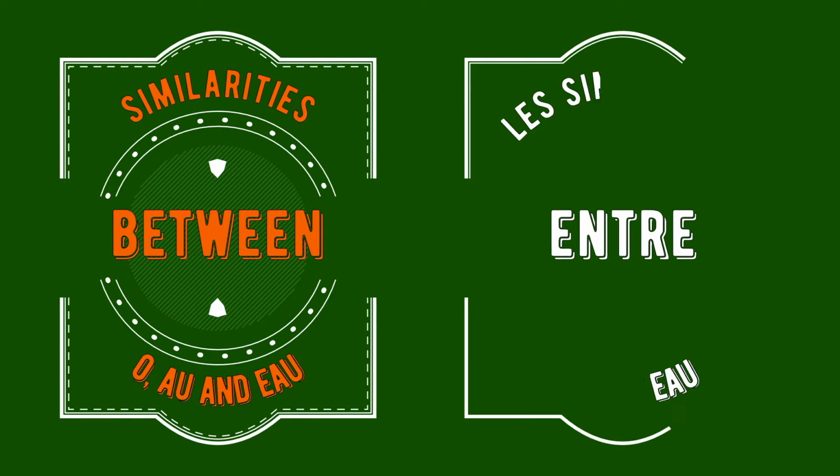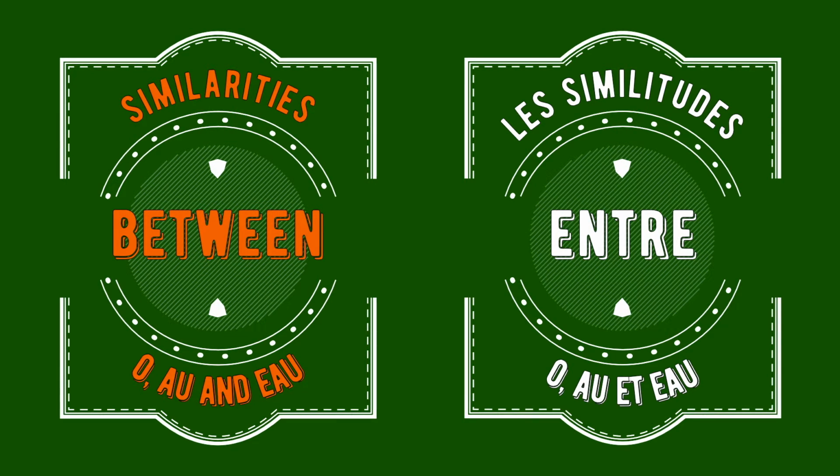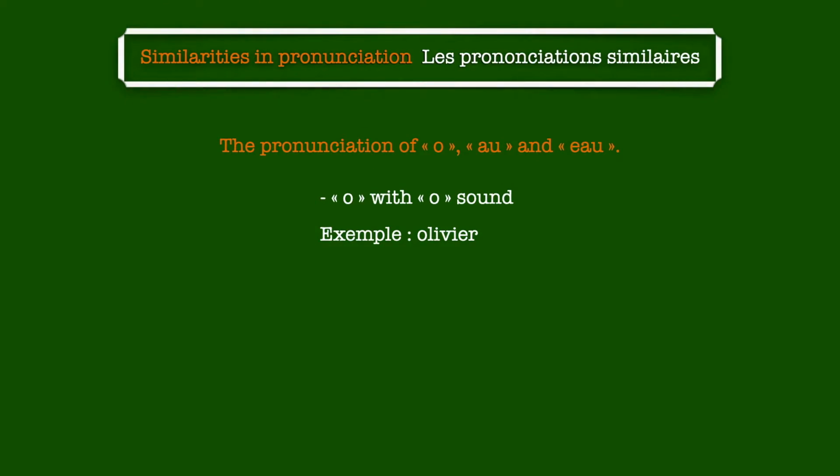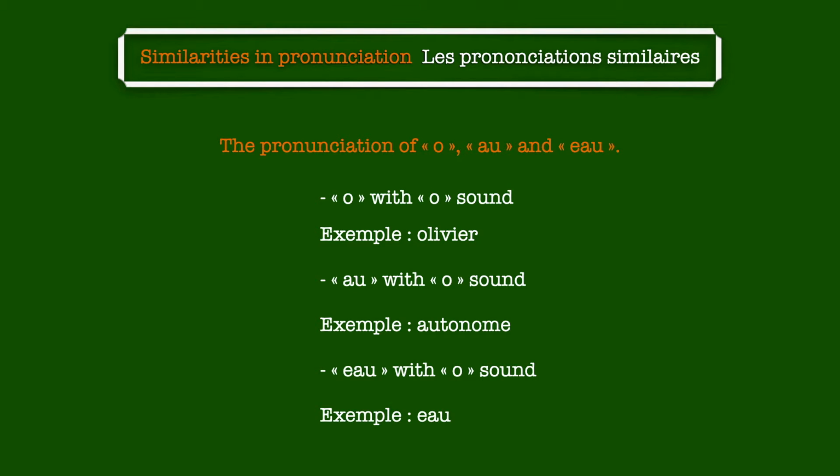Now, you are going to understand the similarities concerning the O sound. The letter O has an O sound like in the word olivier. Another situation where we have an O sound is with autonome. The last one that might also be strange is that the following group of letters has an O sound, like with the word water in French. Eau.